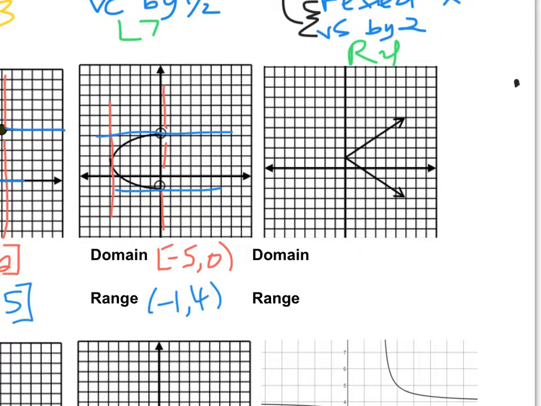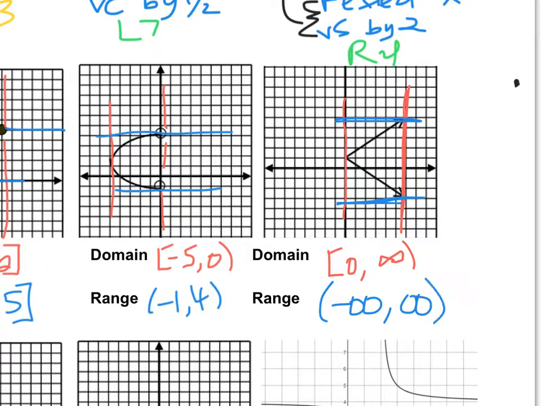This one trips some people up. We start with 0, so I need a straight bracket at 0, and I go to the right. The next thing I hit is arrows. I go to the right forever, so this is going to positive infinity. My range, the first thing I hit on the bottom is arrows, top is arrows, so this is -infinity to positive infinity for my range.